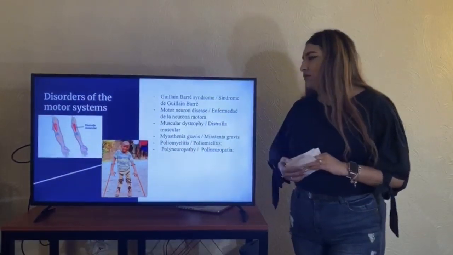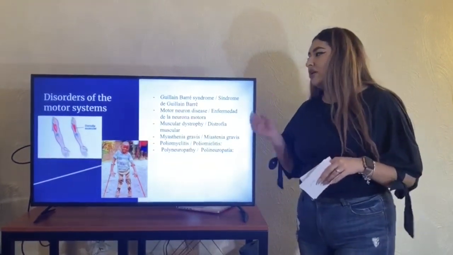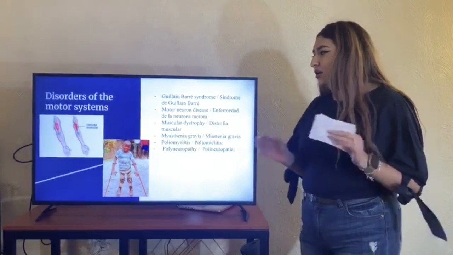And then we do have our disorders of the motor system. So we do have quite a few. I will name around 3.